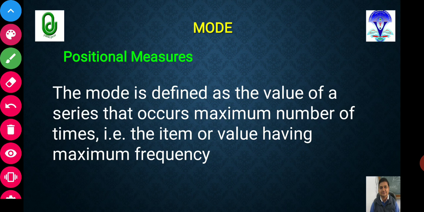So, next, what is mode? The mode is defined as the value of a series that occurs the maximum number of times, that is, the item or value having maximum frequency. So, if you are presented with any data and a particular value has the maximum number of occurrences, then such a value is known as the mode of that data series.